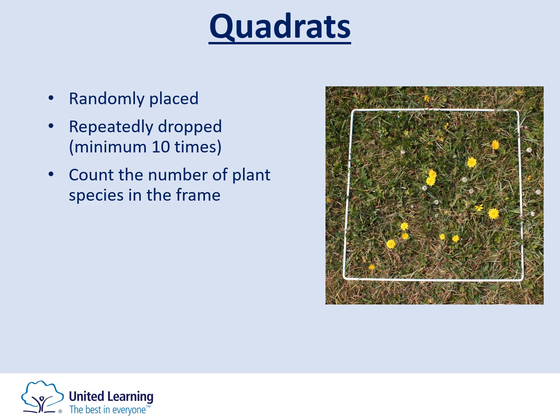Carrying on to our next key concept, we're going to be looking at quadrats and transects. This is a required practical that you will have completed at the end of year 10. Just to remind you that a quadrat is a simple square frame that is placed randomly on the ground in order to count the number of plant species. It is then moved to a different random location and the process is repeated.